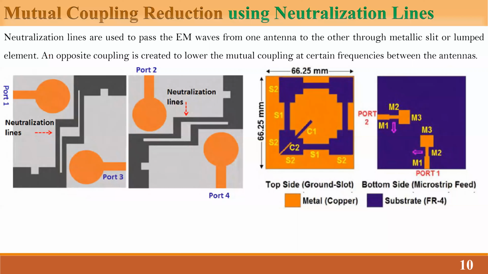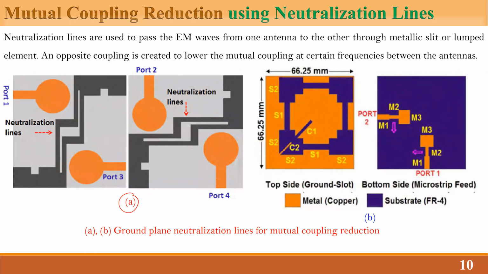Now there you can see two examples, this is the first, this is the second. In both cases, the neutralization lines are very interesting. If I take the first case, figure A, here we are keeping the neutralization line between these two antennas, which are placed orthogonally. Here, this is port 1, this is port 3, this is port 2, and this is port 4.